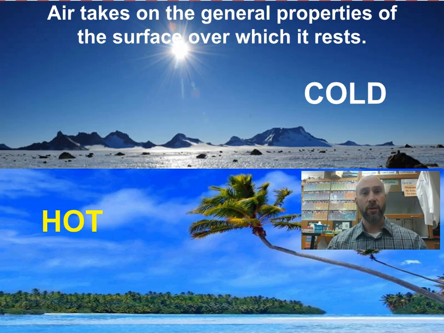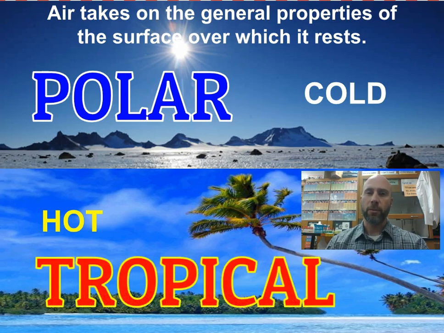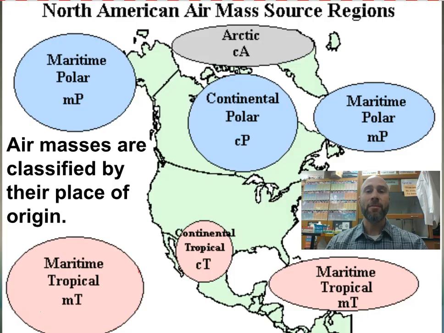Now the second thing we can look at is temperature. We can have cold conditions or hot conditions, and usually that's dependent upon how close we are to the equator. If we're closer to the poles, it's going to be cold. If we're closer to the equator, it's going to be higher temperatures. So if it's cold air, we call it a polar air mass, and if it's a hot air mass, we call it tropical. Those are the four terms, and we can put those together to name these air masses.